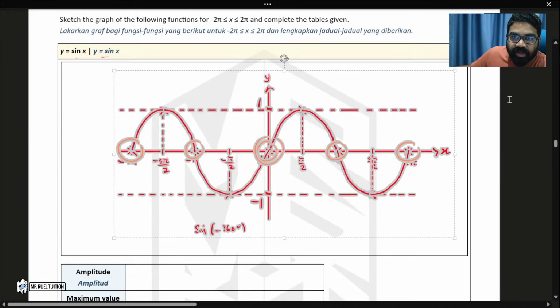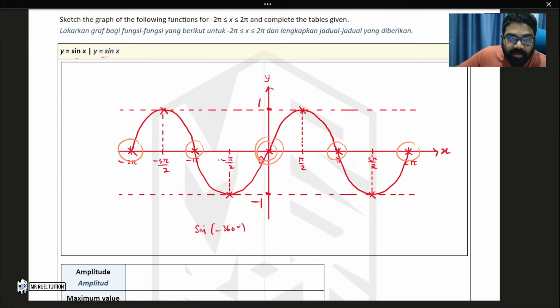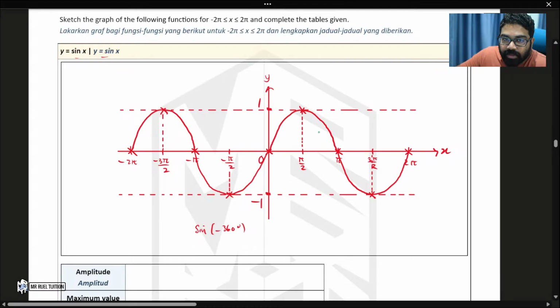Okay. Look at this graph. This is the sine graph. When we sketch the graph, you must always add all the important angles. You have to mark all the points for the important angles. That means 0, 90, 180, 270 and 360. All the important angles you must mark. 45 no need. You have to mark 5 points: 0, 90, 180, 270 and 360.